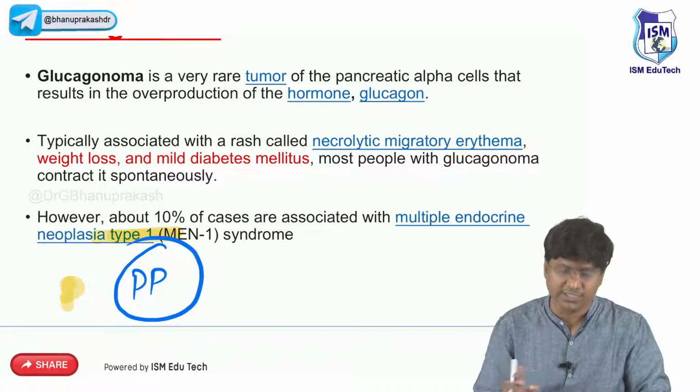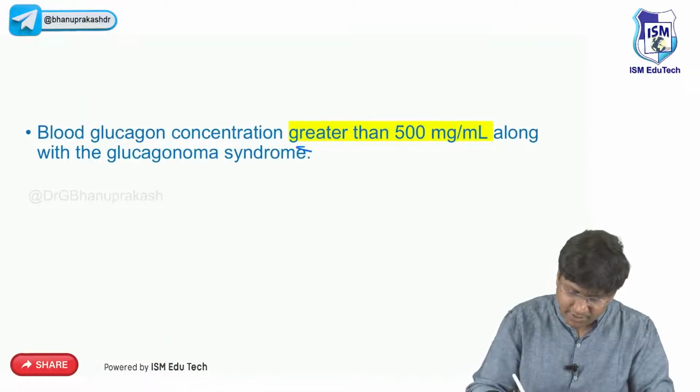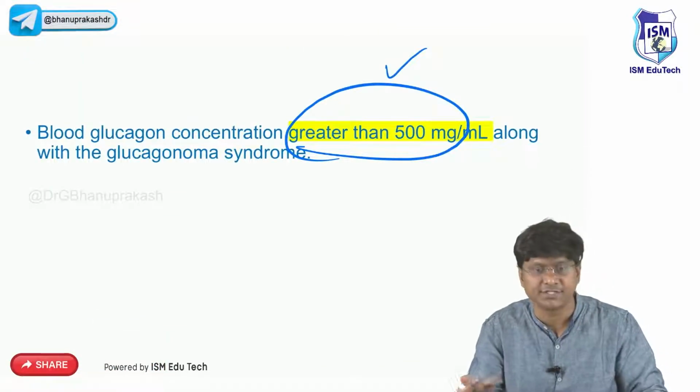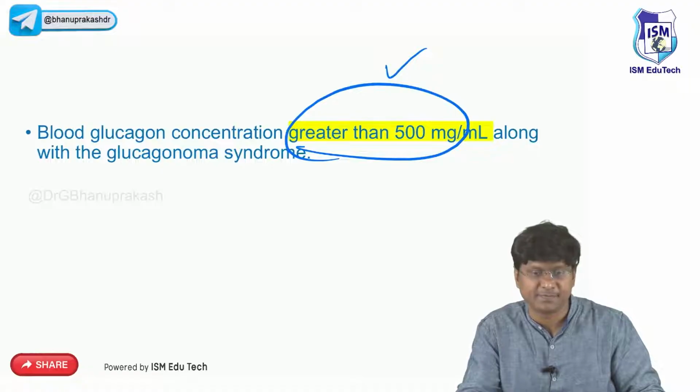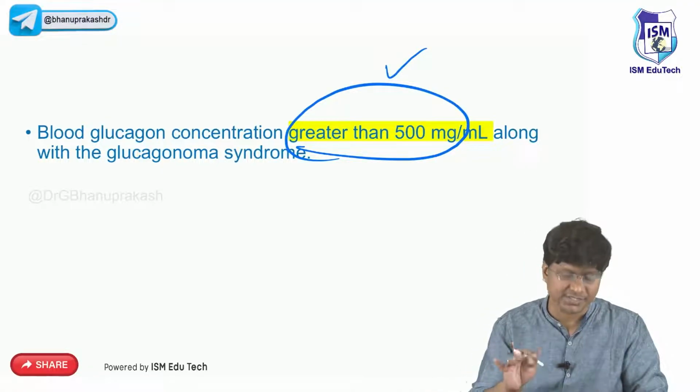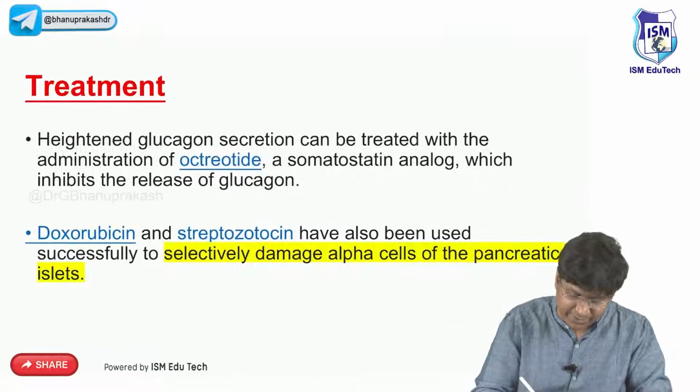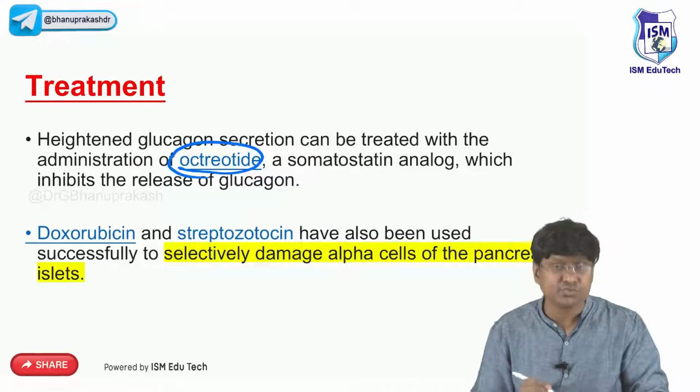And how will you diagnose glucagonoma? Diagnosis of glucagonoma is by estimating the glucagon concentration, and if the levels are more than 500 milligrams per ml, that is suggestive of glucagonoma. Then how do you treat these patients? The same drug like what we give for carcinoid, that is octreotide, which is a somatostatin analog.